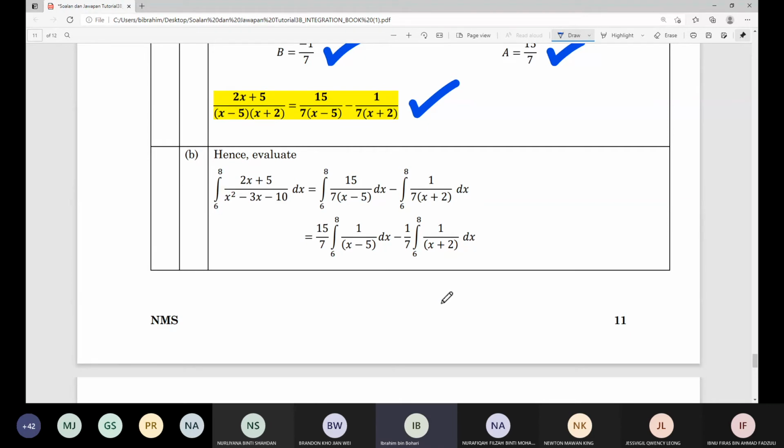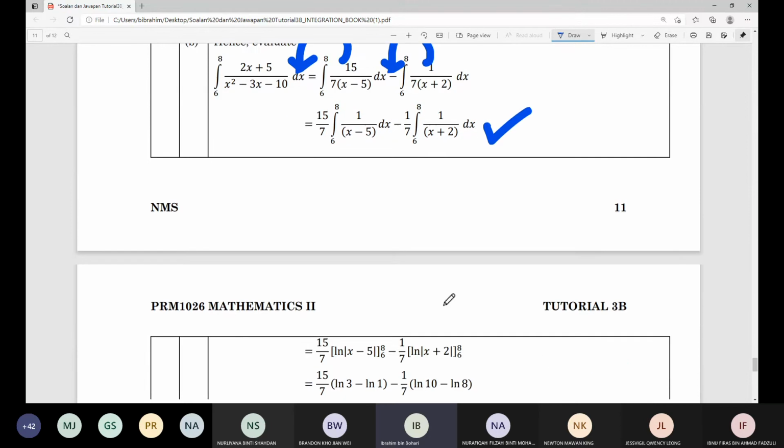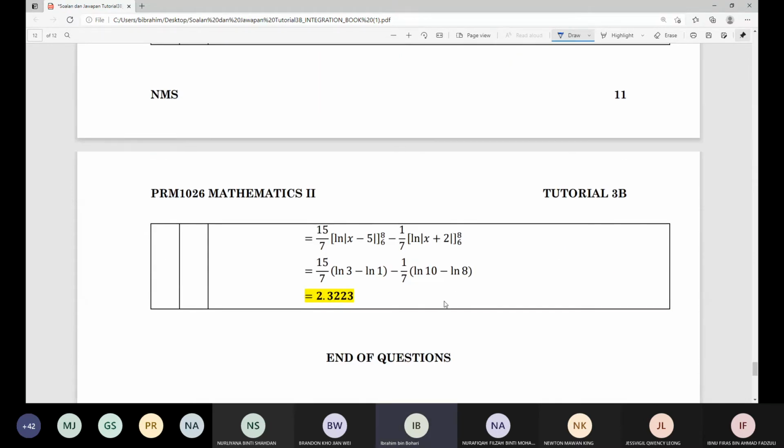Okay, question B. You integrate 2x plus 5 over x squared minus 3x minus 10. This is also the same, the constant 15 over 7, so you move it out. And the constant here is negative 1 over 7. This is the same too. And the rest you all do as usual. Okay, check the calculator. And then the answer is 2.3223. Got the answer.